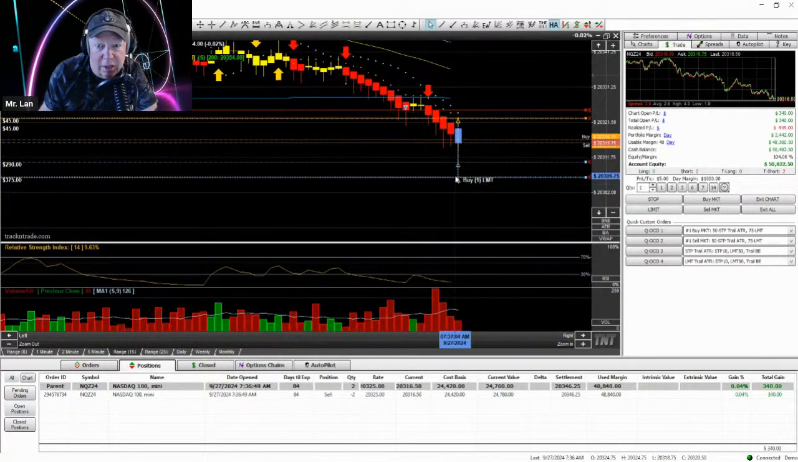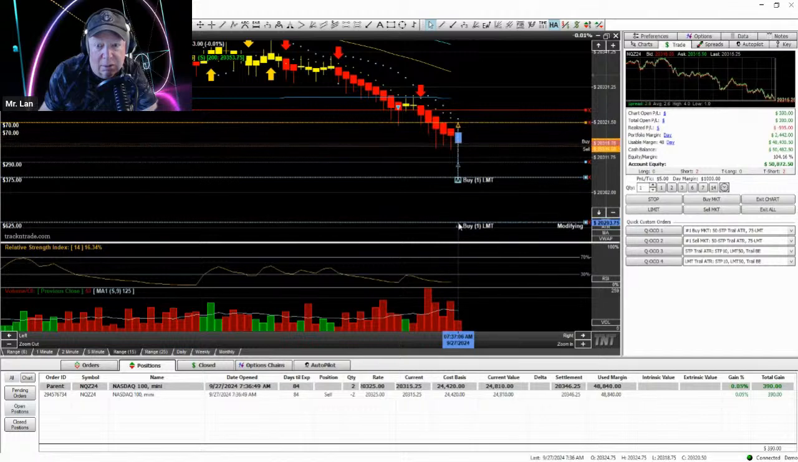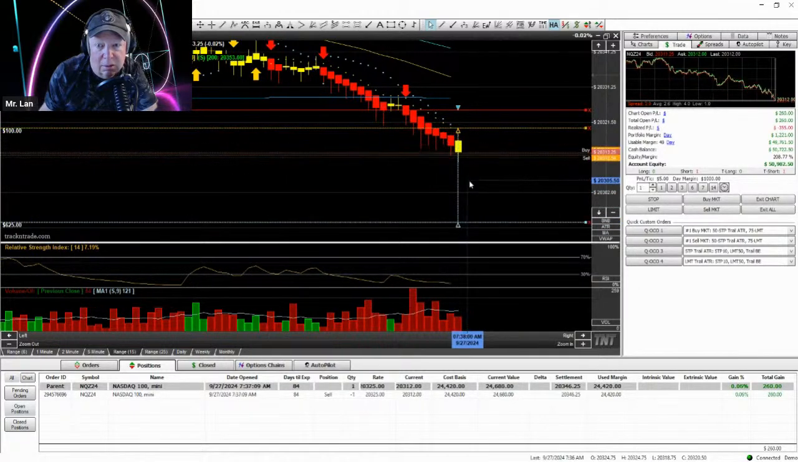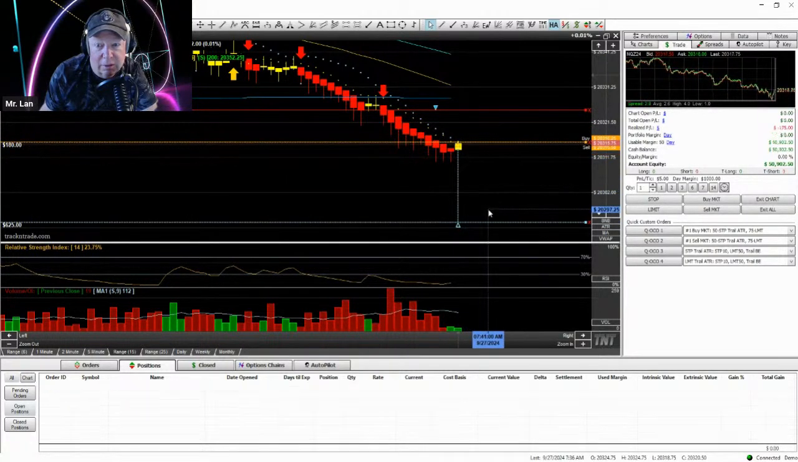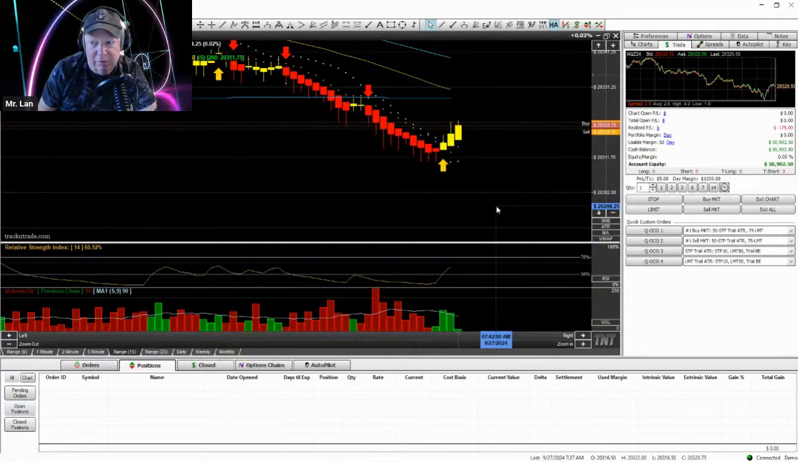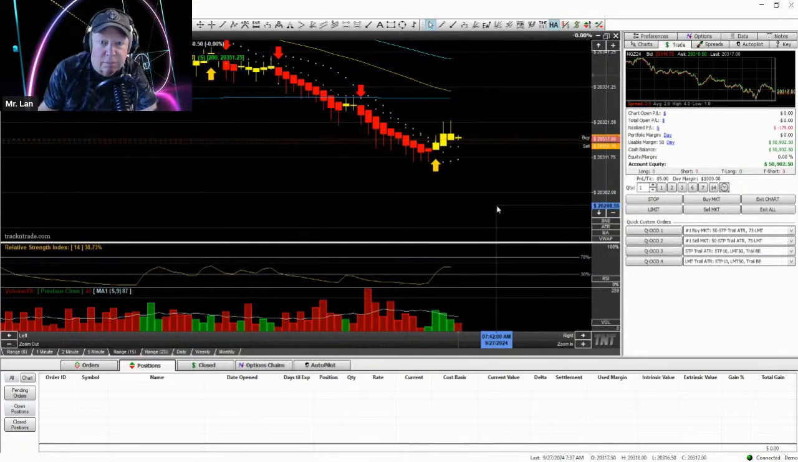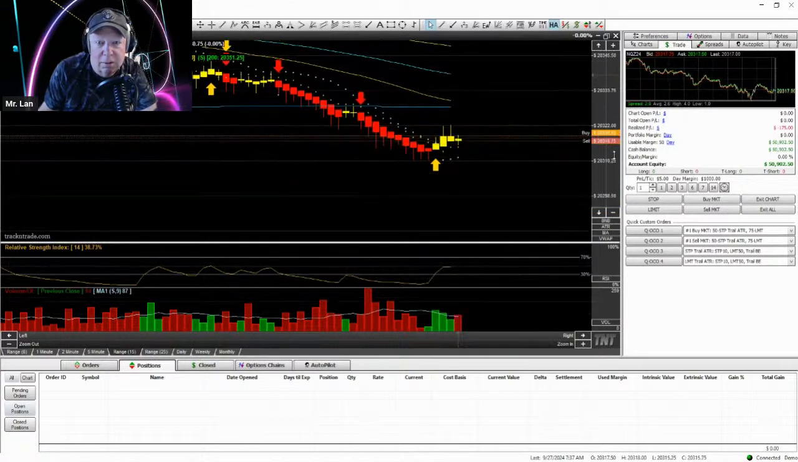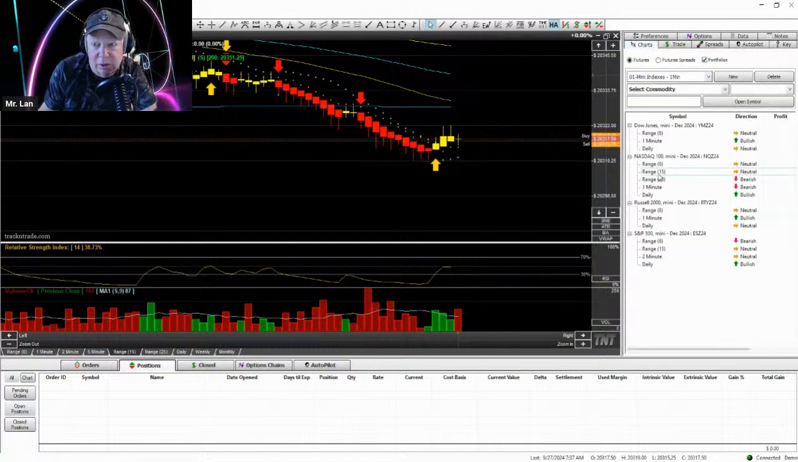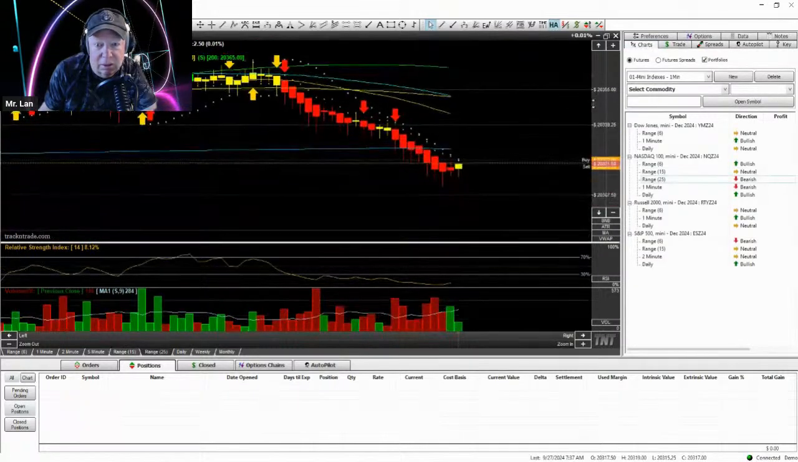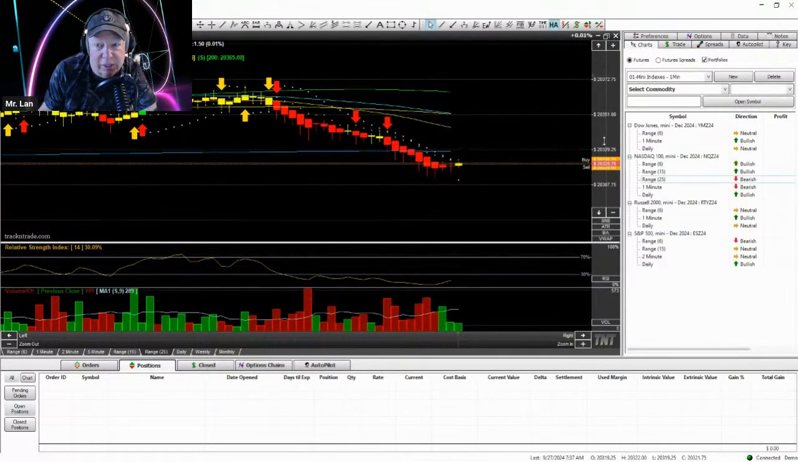It's trying. Took the one profit. Backed off anyway. It's a little jumpy right now. I think we'll slow down on this one. It's a little jumpy.